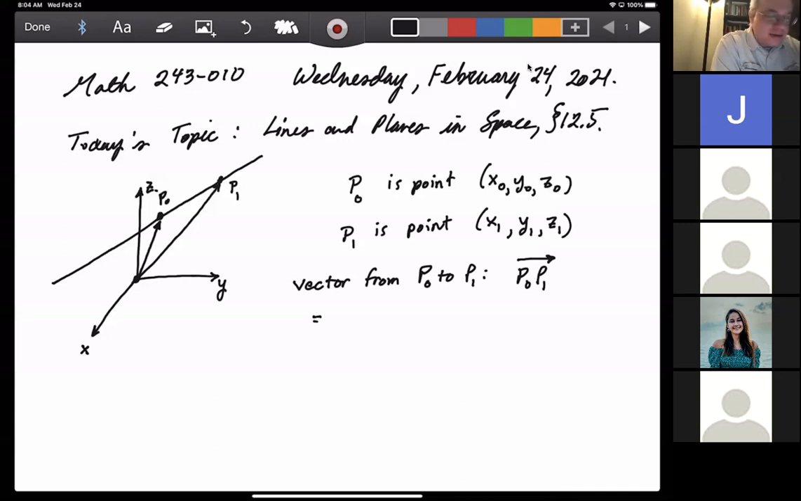Wouldn't it map directly over the line? So it would be the vector right here. Okay, good. That goes from P0 to P1. What are the coordinates of that vector going to be? So if I want to write this out in terms of its coordinates, what are those going to be? x1 minus x0, y1 minus y0, z1 minus z0. Very good.